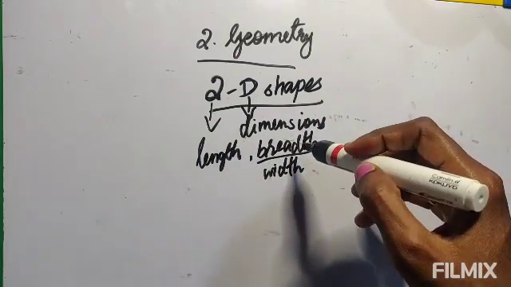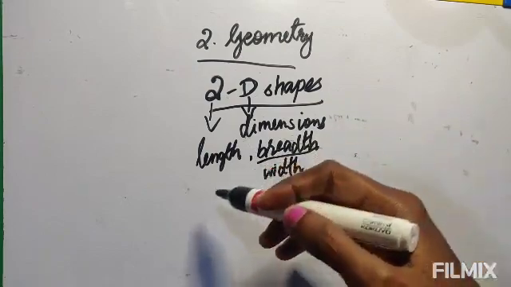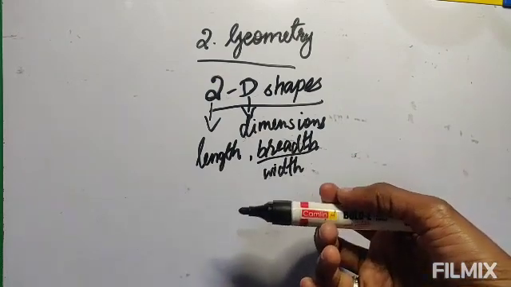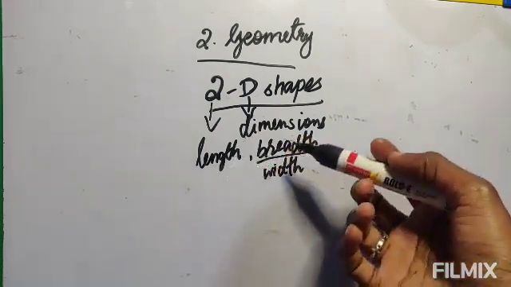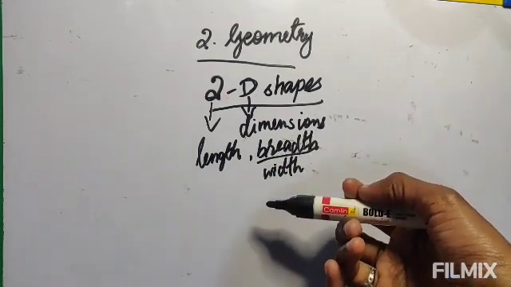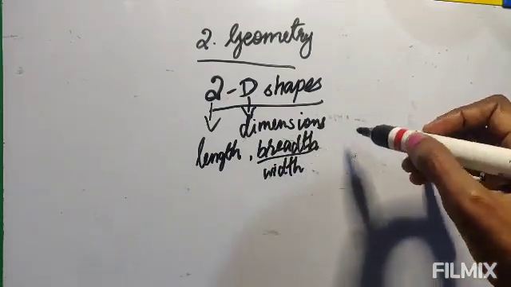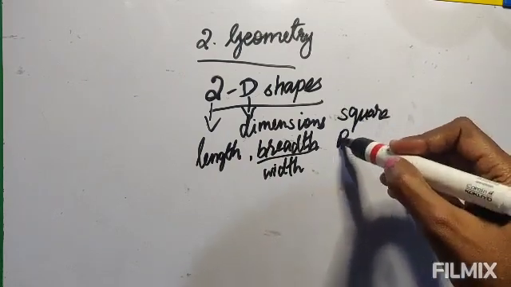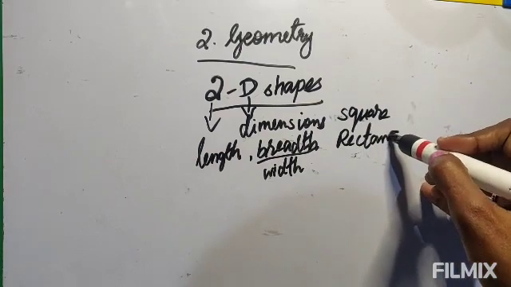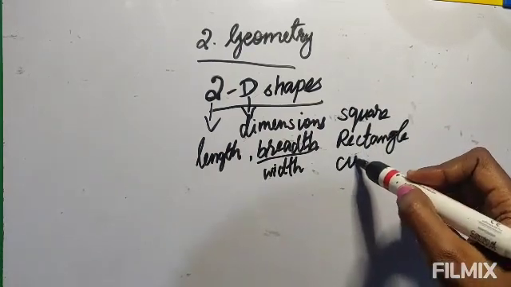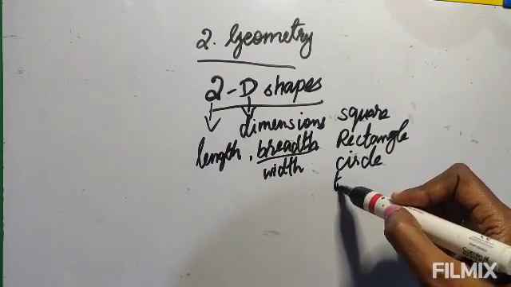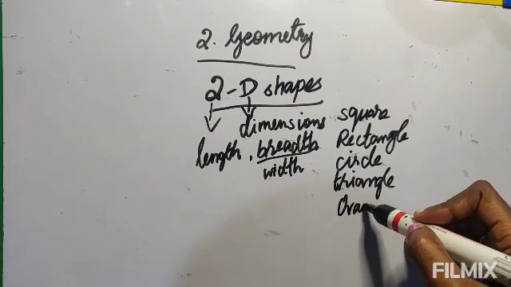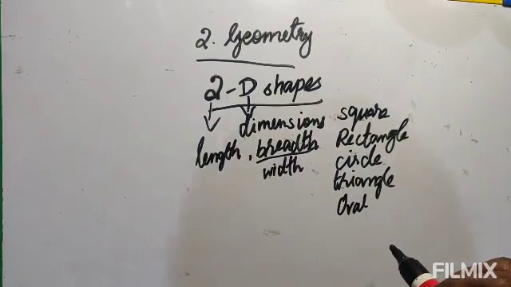So 2D means having only length and breadth. If they have length and breadth plus a height, or depth also, we can't say they are 2D figures. If they have only length and breadth, they are called 2D shapes, 2 dimensions. In 2D shapes you have already learned square, rectangle, circle, triangle. Also you have learned the oval shape. So these are the 2D shapes you have learned.